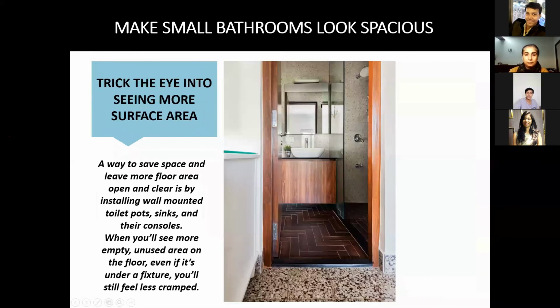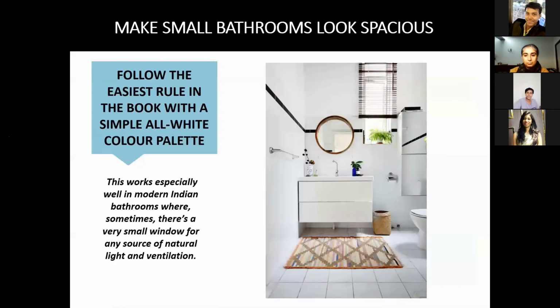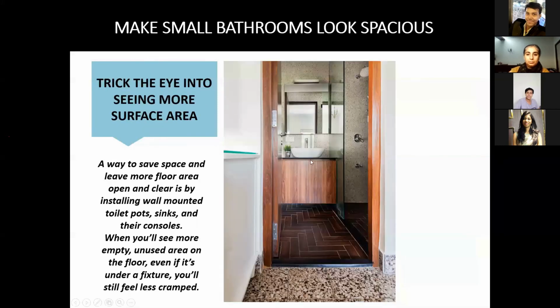Next slide. Trick the eye into seeing more surface area. A way to save space and leave more floor area open and clear is by installing wall-mounted toilet pots, sinks, and their consoles. Then you will see more empty, unused area on the floor. Even if under a fixture, you will still feel less cramped. As we see, there is a cantilevered vanity. So we can see more floor space, and it also helps in cleaning. We can easily clean below the cabinets.